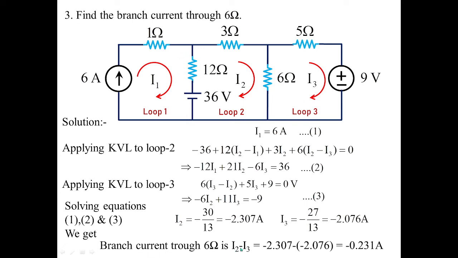So it is nothing but I2 minus I3. So minus 2.307 minus of minus 2.076, which gives the answer as minus 0.231 amperes. So this is how we sort out the branch current problem using mesh analysis. You can check the same result by applying node analysis. Therefore, taking the help of KCL, you will get the solution and check whether you get minus 0.23 amperes or not.